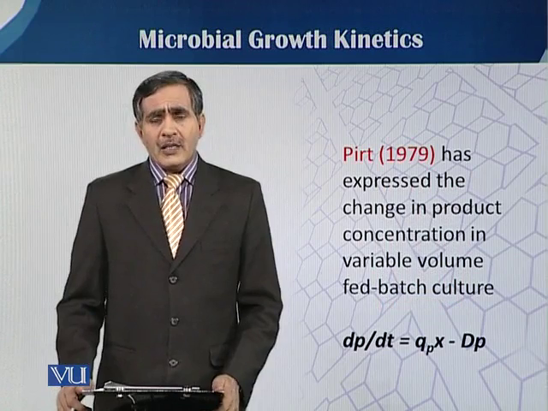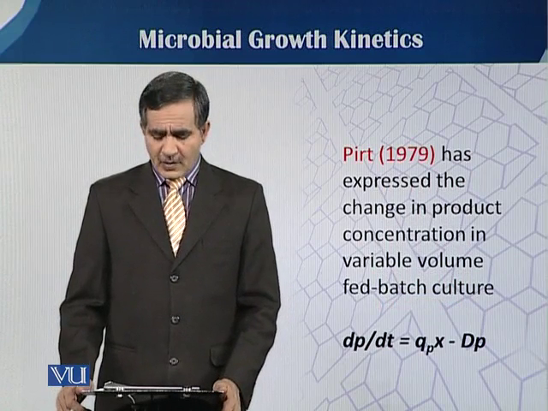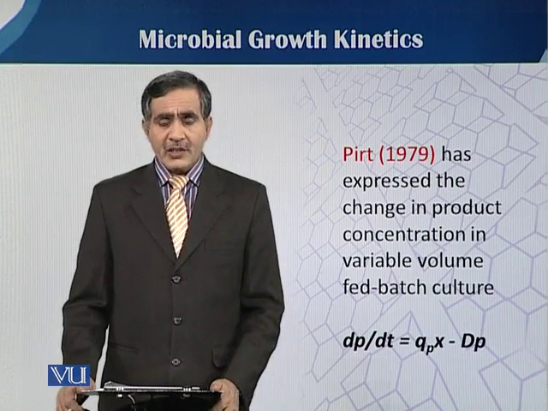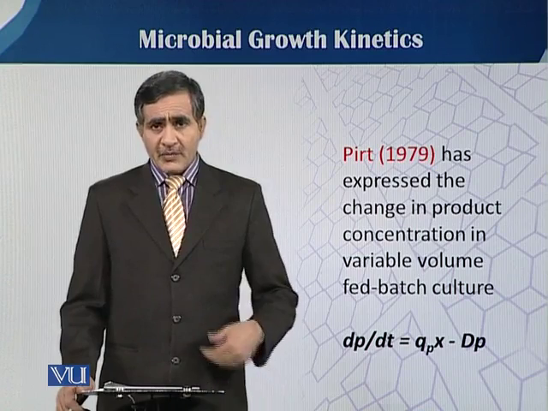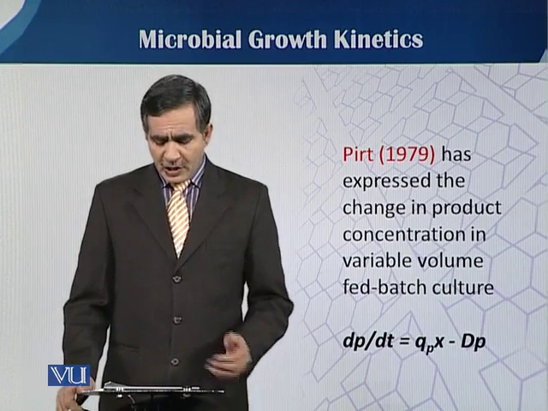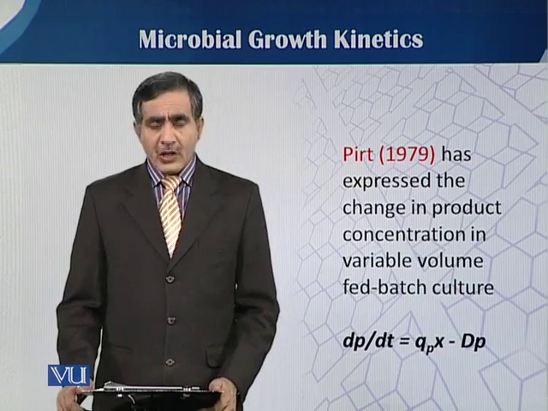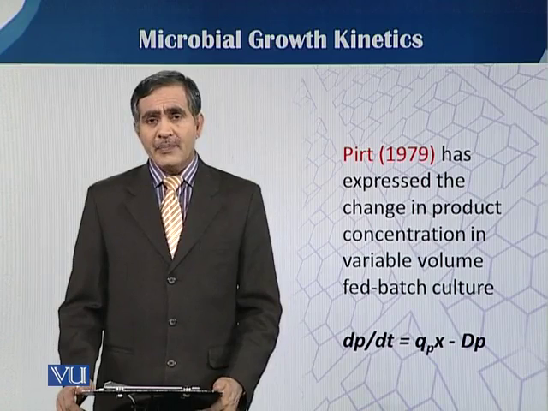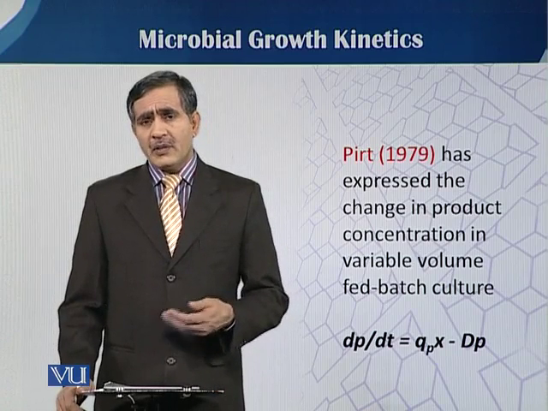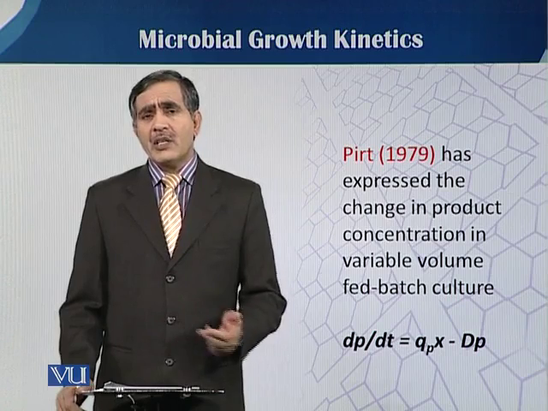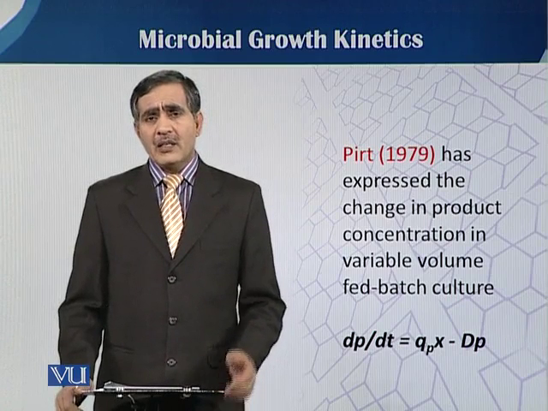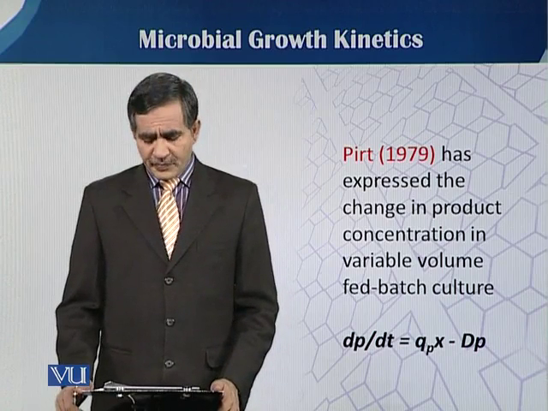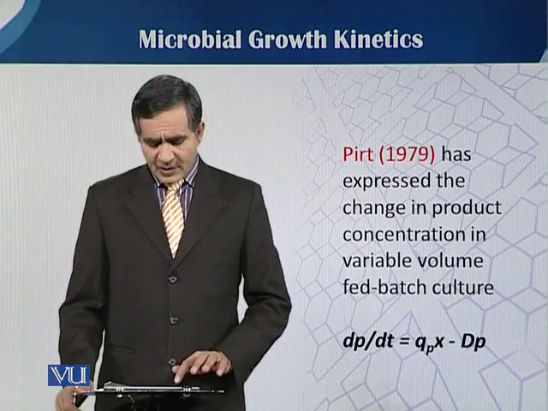As we already discussed, that P expresses the change in product concentration in variable volume, especially in fed batch culture. So dP over dt is equal to qp dot x minus DP. Basically this equation is the continuous culture equation, but we also utilize this equation for the fed batch culture too. So we will discuss in detail later on.